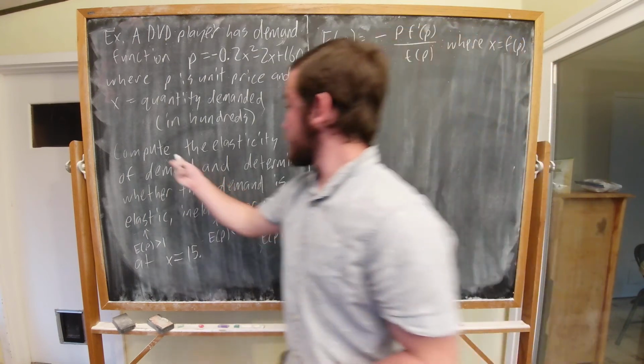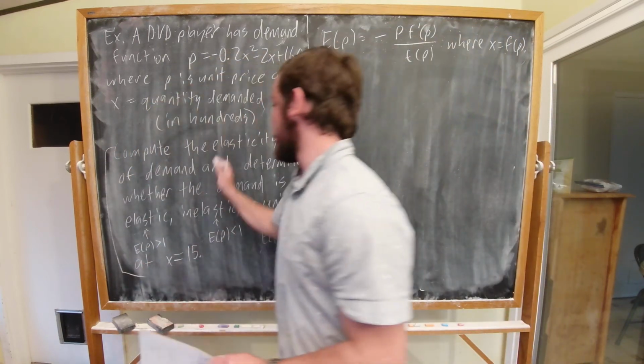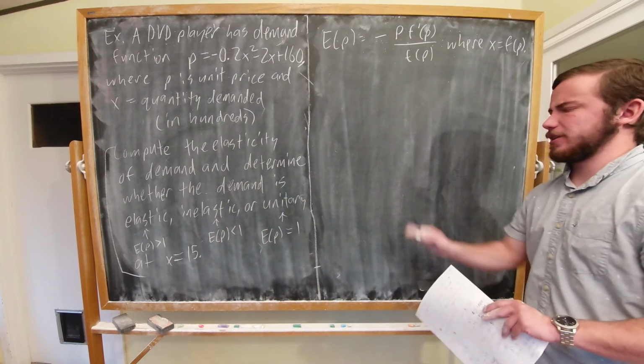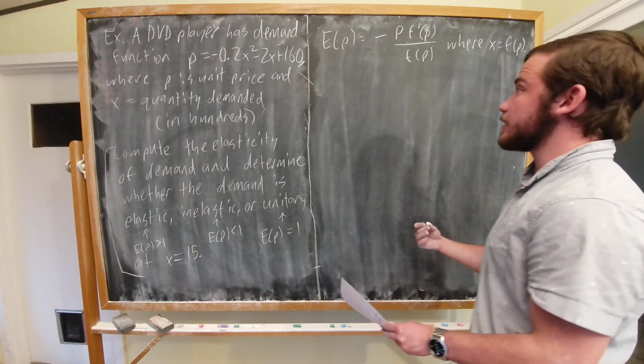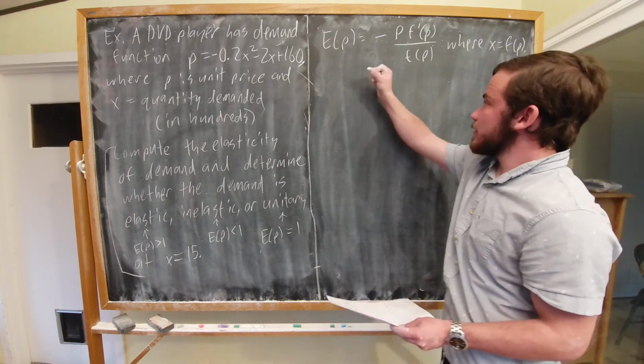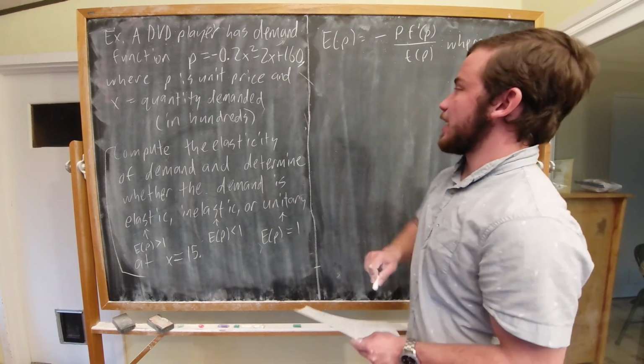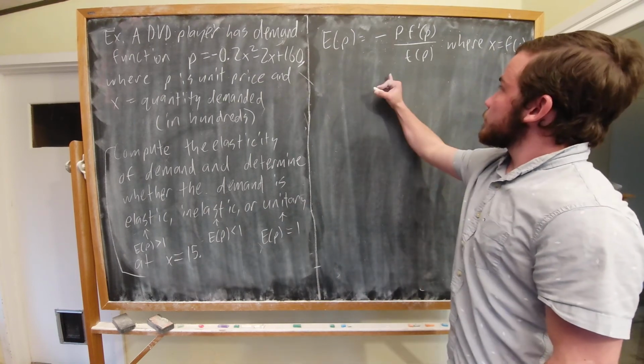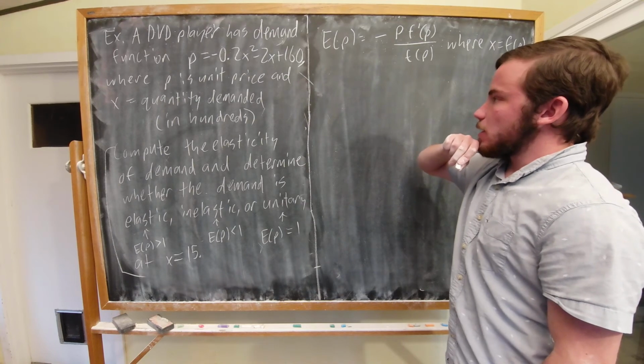Oh, also, this whole thing is screwed. We're computing the elasticity of demand at X is equal to 15. It would take more work to do it in general. We could do it, but it would be more work than I want to do. We can do it in class or in our example time if you guys really want. Okay, let's find this whole thing.